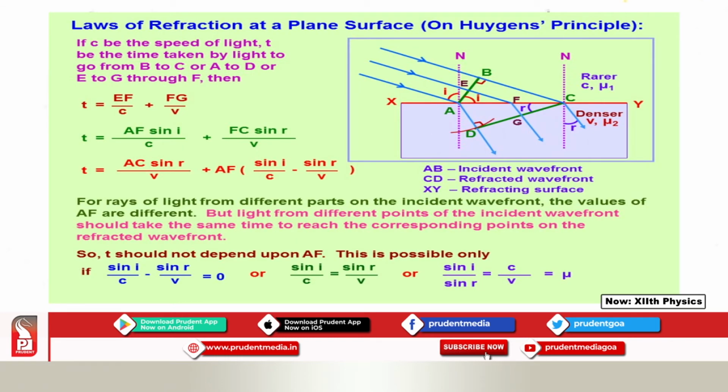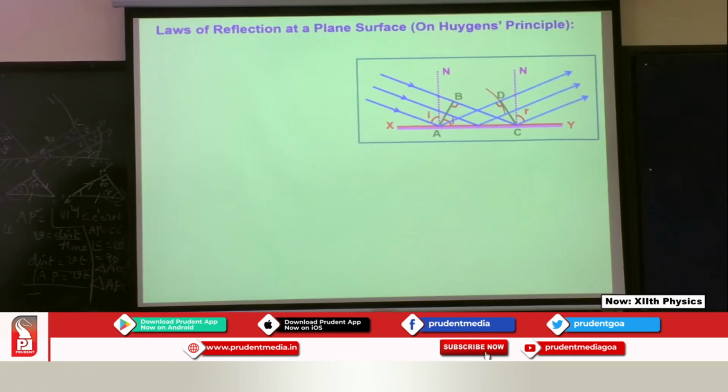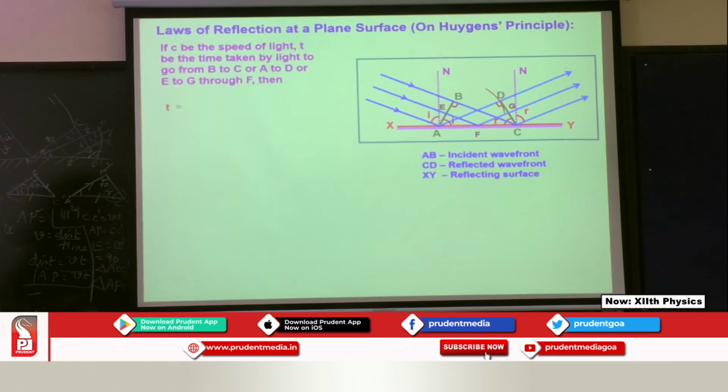This is the one angle: incident wavefront, reflected wavefront. Okay, this is the normal drawn over. Angle of incidence, angle of reflection, CD reflected wavefront. Okay, reflecting surface, C. So this is what I have stated over.